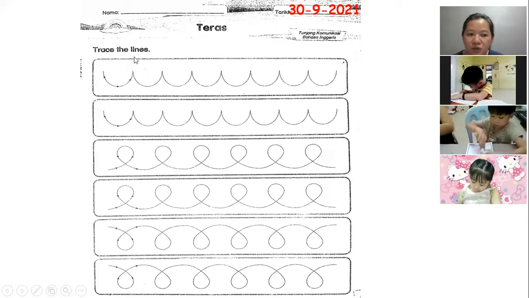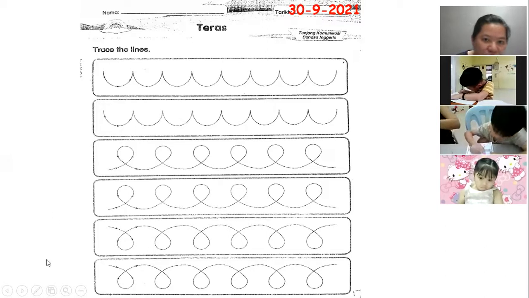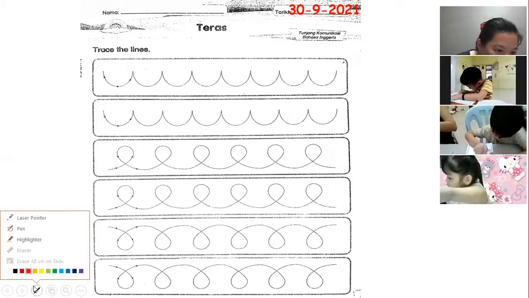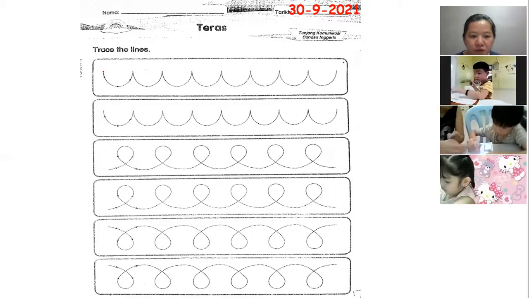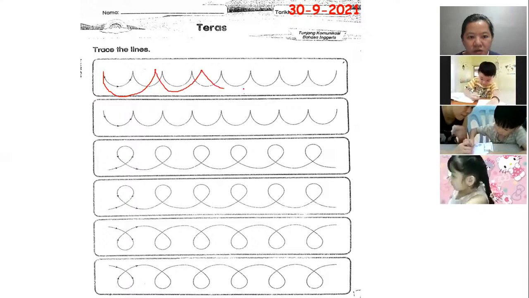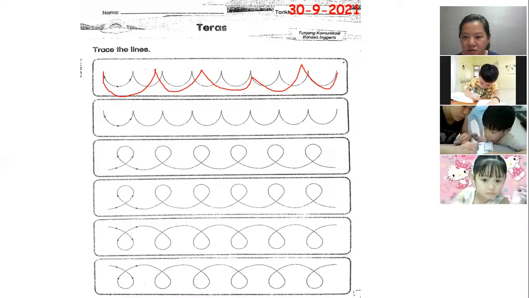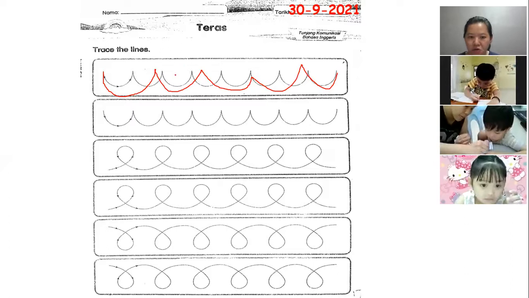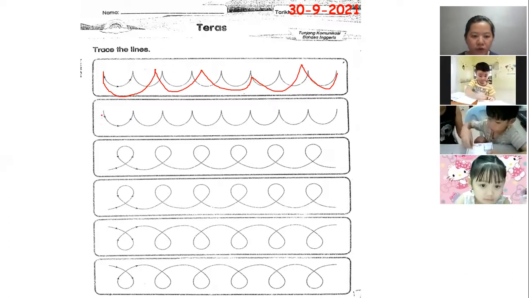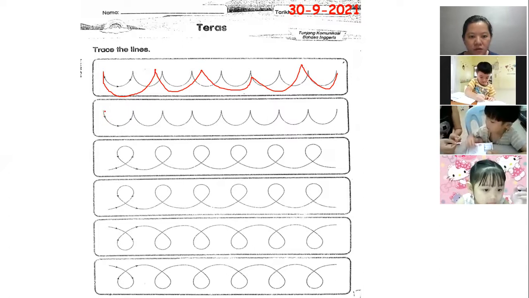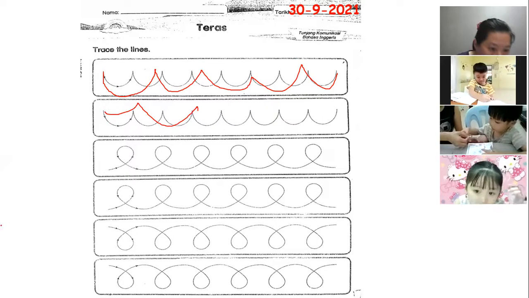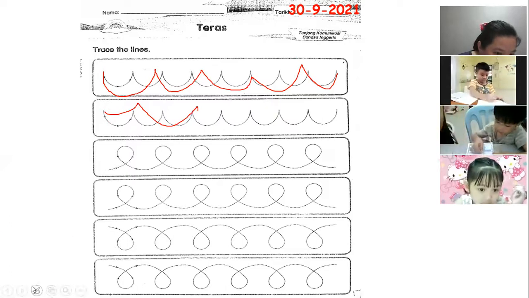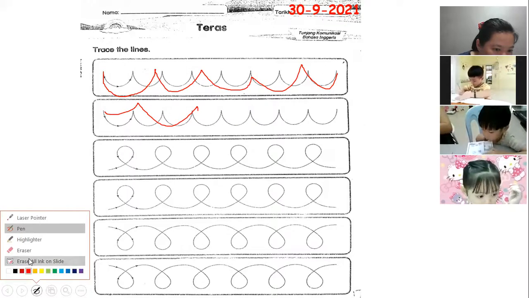So this one, trace the lines, children. When you trace the line, you must write properly. Can you draw like this? Can you draw like this or not? Cannot. You know, this is not nice. Or can you write like this? Not complete, cannot. You cannot do like this.